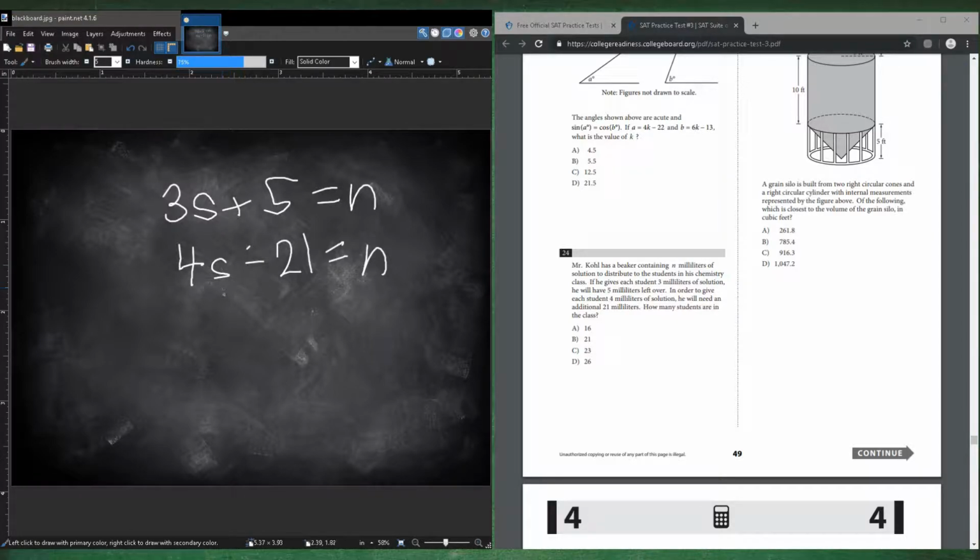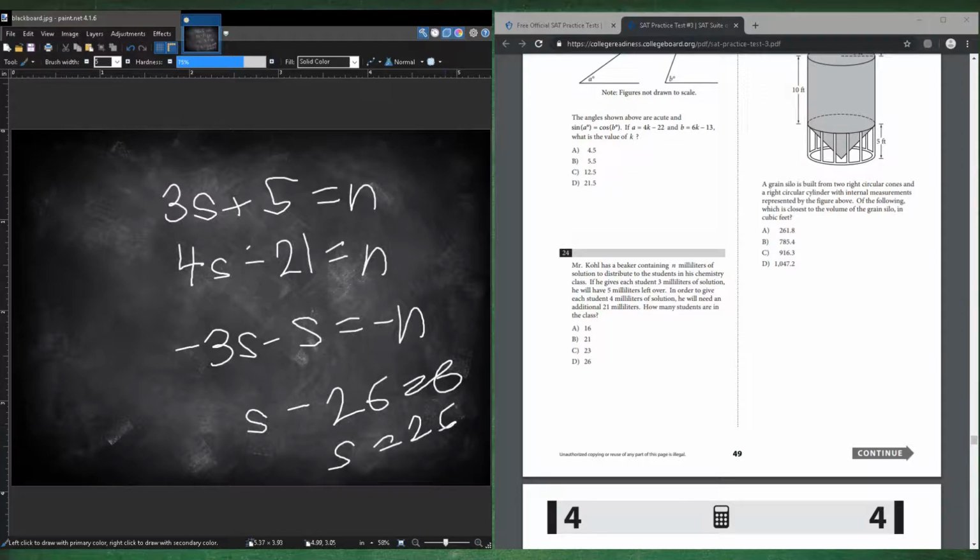How many students are in the class? So we want to find S, so we want to take out N. Multiply the first equation by -1 to make -3S minus 5 equals -N. Add those together. So S minus 26 is equal to 0. So S is equal to 26. So the answer is D.